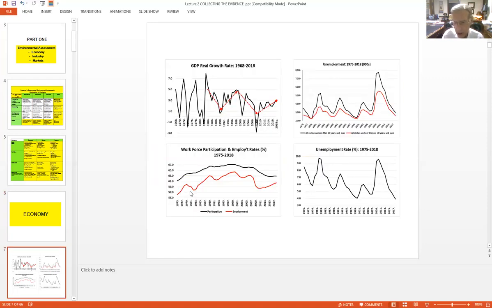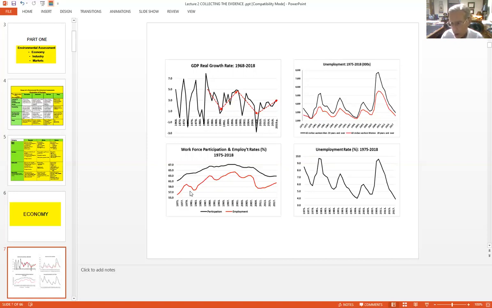Taking a look at the GDP, the gross domestic product, you can see in the upper left-hand corner that it can be quite cyclical. Something else you can see is that in recent years it's been growing less rapidly than it was previously, but lots of cyclicality there, ups and downs. Most recently, the economy's been growing again.